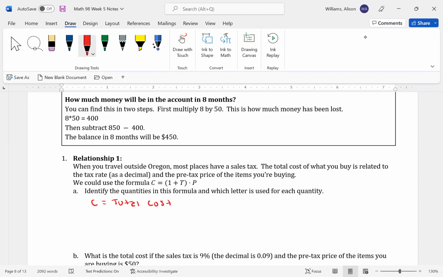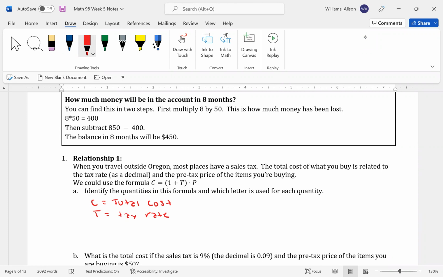All right. Then we have this idea that the total cost of what you buy is related to the tax rate as a decimal and the pre-tax price of the items you are buying. So I see T there, and I'm thinking that's probably the tax rate. The reason is it is labeled T, but you'll notice that they added the 1 to T. To me, that's a big tip off that they're talking about a percent. And T is a tax rate. It's a decimal, but it's a decimal percent.